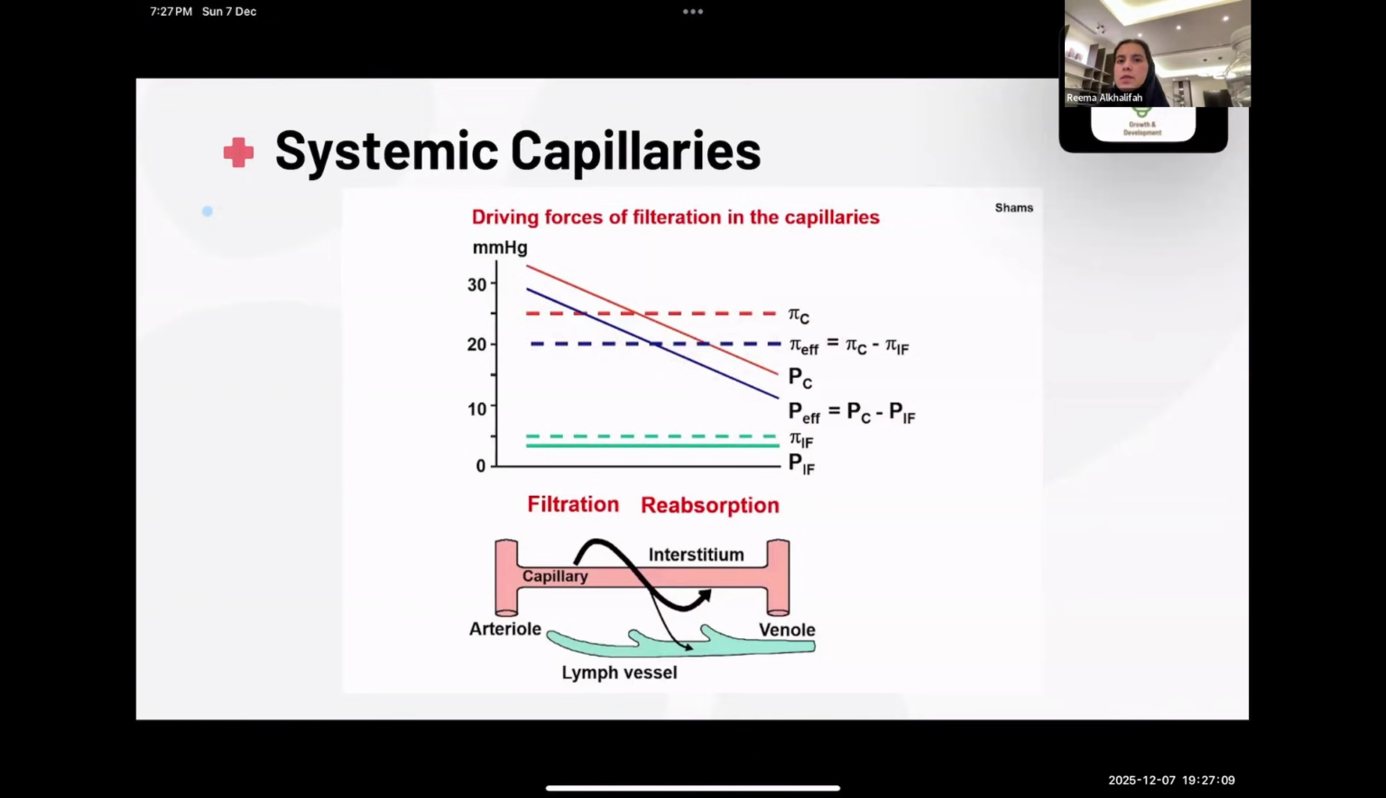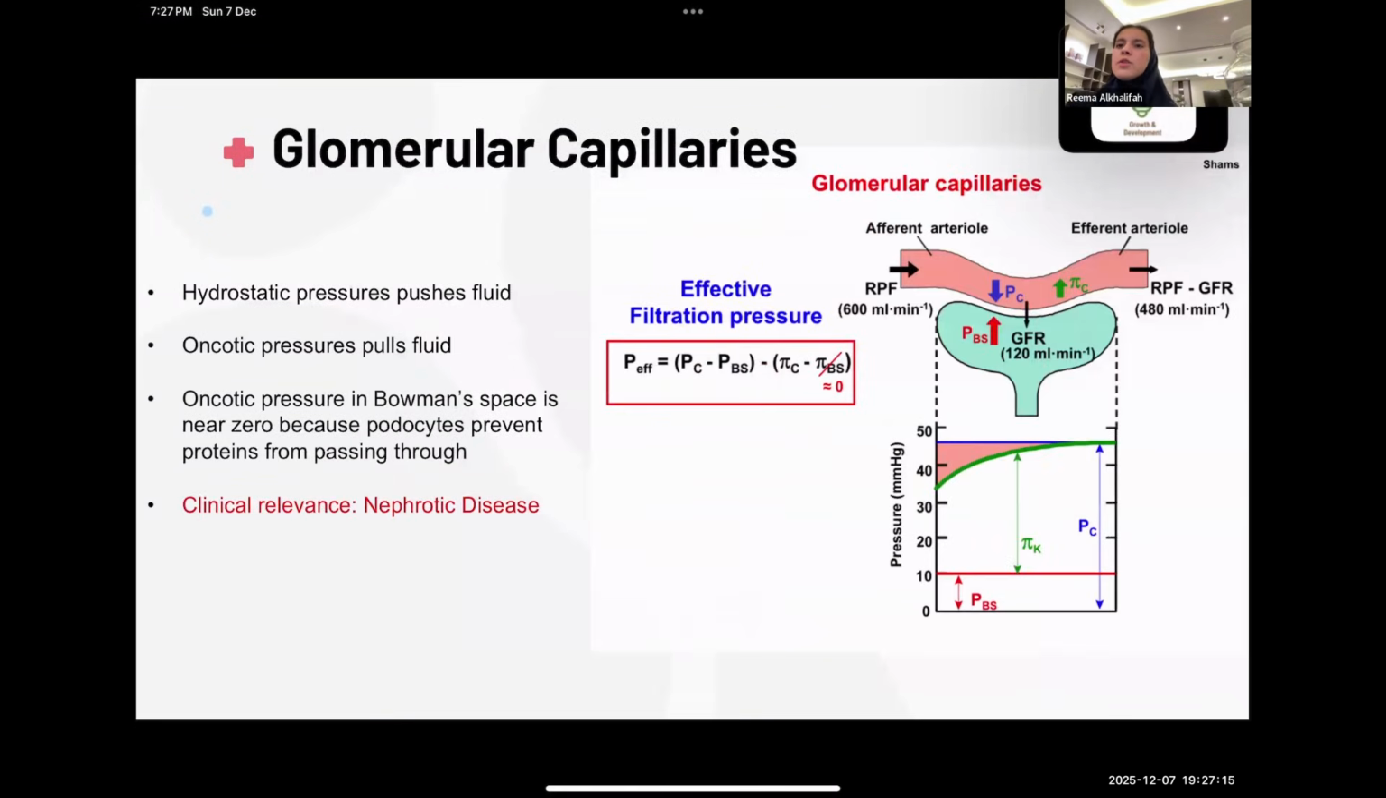Okay, so now we're done with these systemic capillaries. Moving on to the glomerular capillaries, which are the important parts. This is what you need to know for your exam. Now, same thing, Starling forces, there's 4 of them. Instead of the interstitial fluid, we're going to talk about the Bowman space.